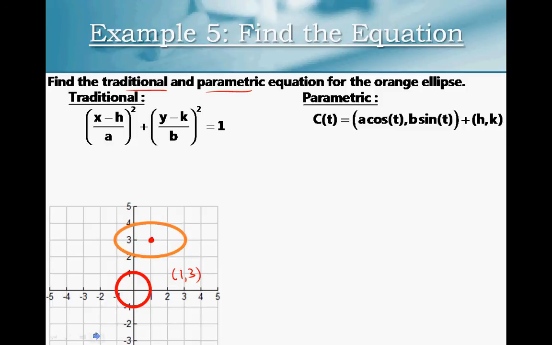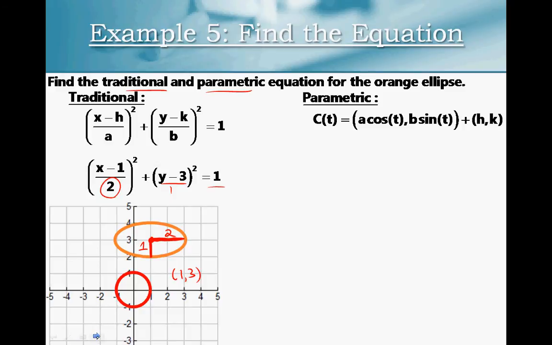And then we can look at our major and minor axes. It looks like our semi-major axis, right, because that's half of the major axis, half of the major axis is a length of 2 in the x direction. Our semi-minor axis, half of our minor axis, in the y direction is 1. And so we have x minus 1 over 2, all squared, plus y minus 3 all over 1, quantity squared, equal to 1.